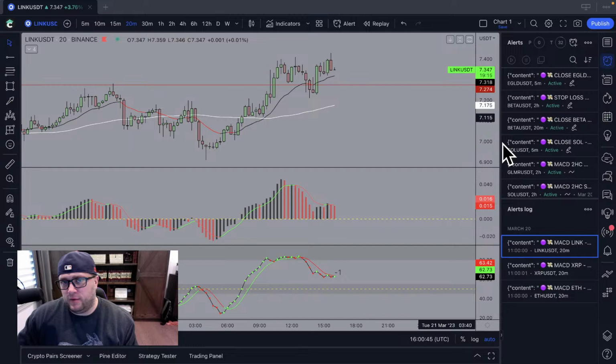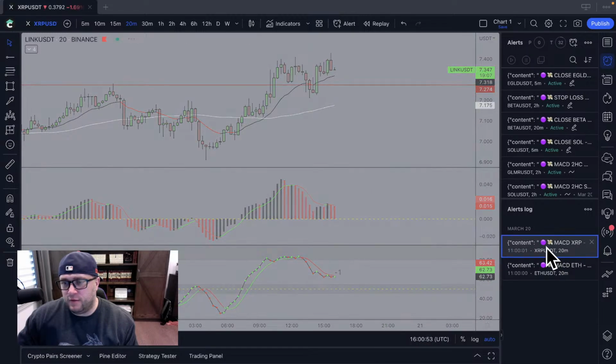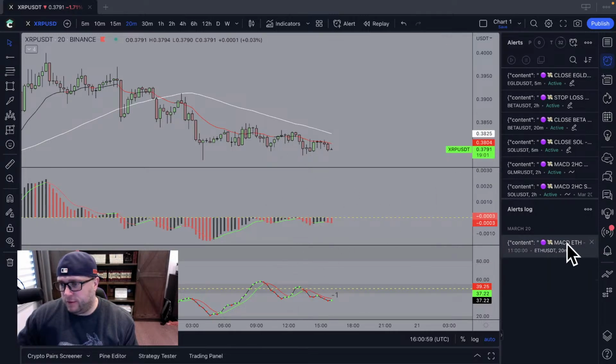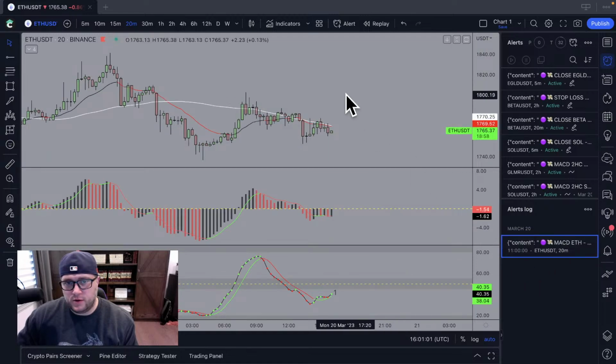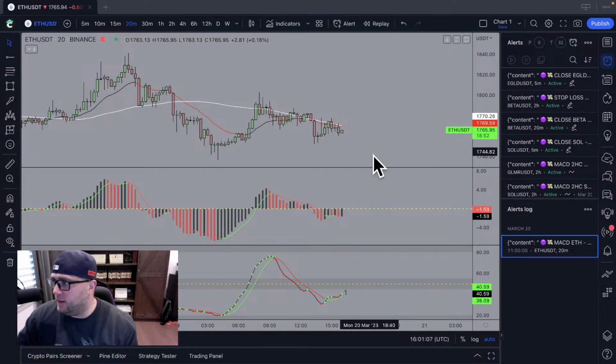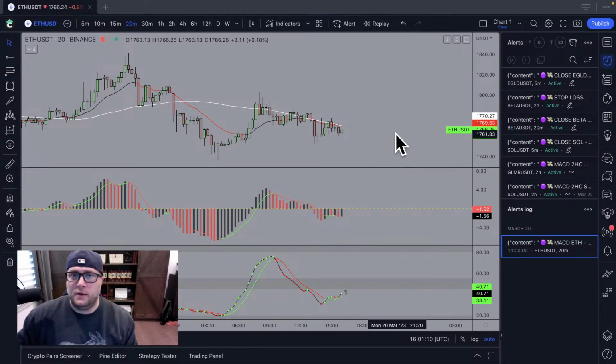Link, we've already went over. I think we're going to come back down here and touch that line and fulfill our divergence. XRP going sideways, choppiness. Stay away from that crap. 20-minute chart on Ethereum: we have an upward movement, a downward movement, and a sideways movement. That's a stay the heck away from it.